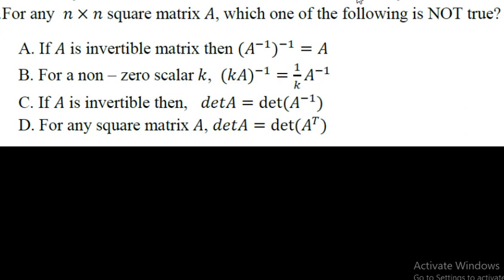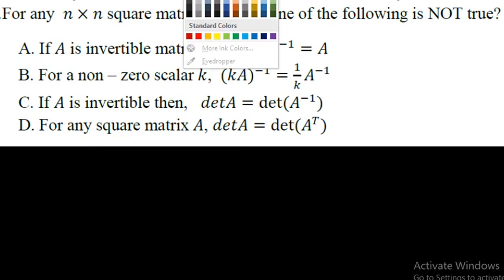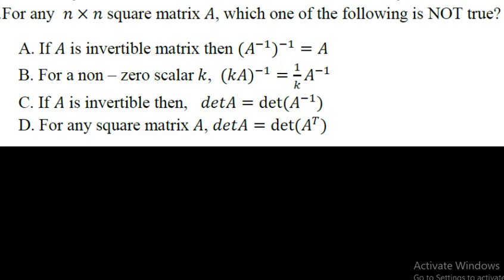Hello there. Here we are to continue solving our model exam. The first question says, for an n by n square matrix A, which one of the following is not true? First one, if A is an invertible matrix, then the inverse of the inverse is equal to A. That is true. The inverse of the inverse will be the original matrix.